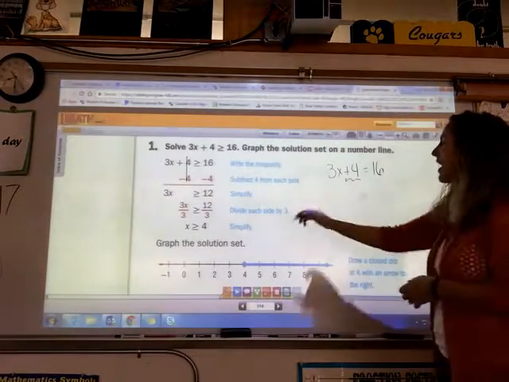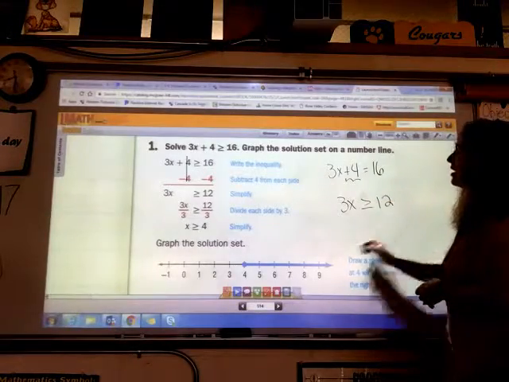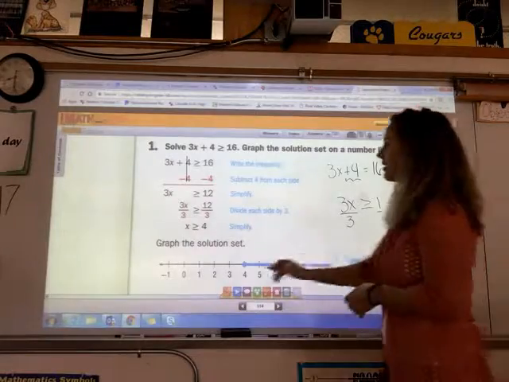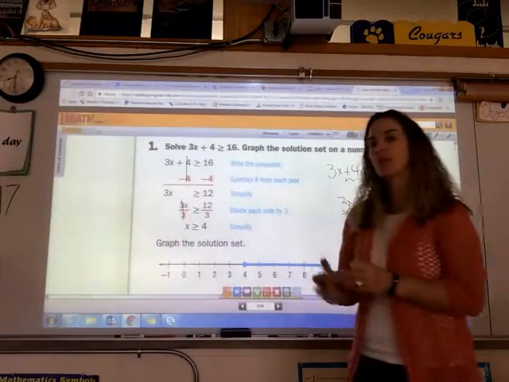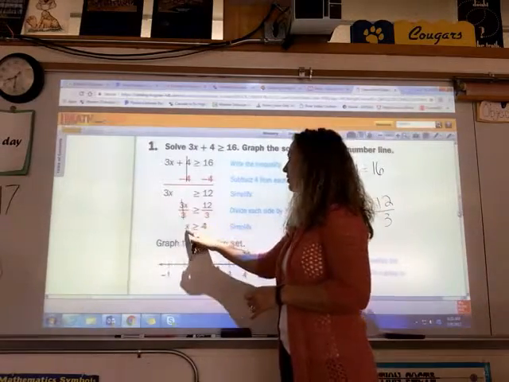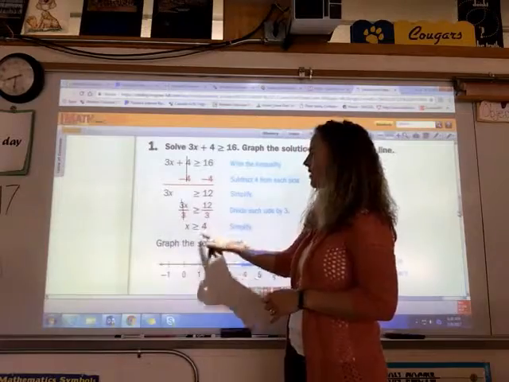Now, I'm looking at 3x is greater than or equal to 12. What do you do to both sides? You're going to divide both sides by 3. Those are going to cancel. 3 is a positive number, so your inequality symbol stays the same. 3 divided by 3 is 1, so I have x is greater than or equal to 4. 12 divided by 3 is 4.